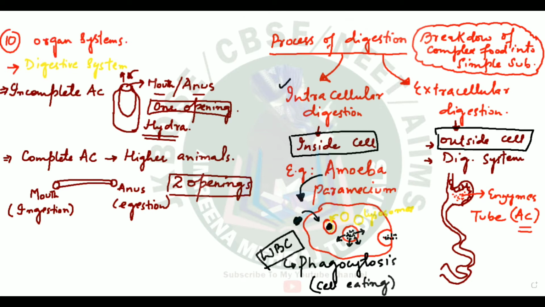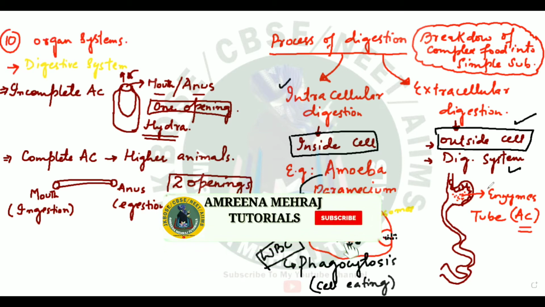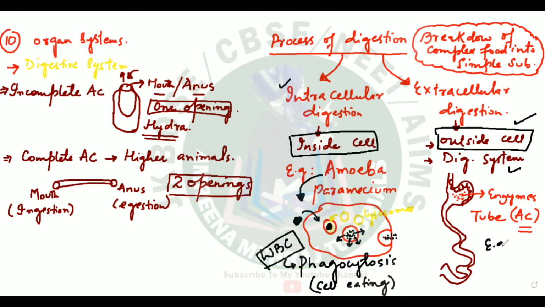That's the secondary case. How do we digest our food? For digesting the food, we have a digestive system which performs extracellular digestion. So what is the example over here? All higher animals show extracellular digestion. But lower animals like amoeba and paramecium take such stuff as food particle.